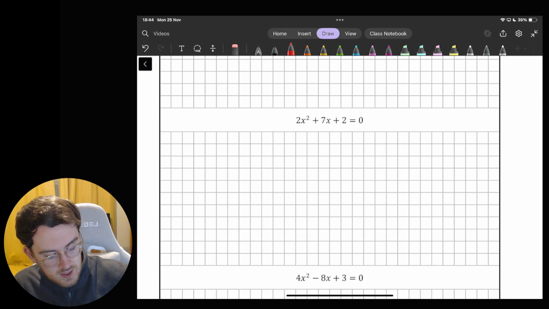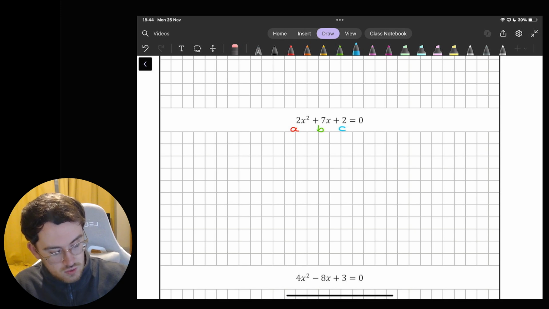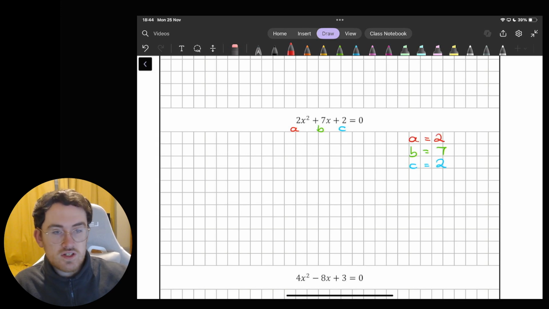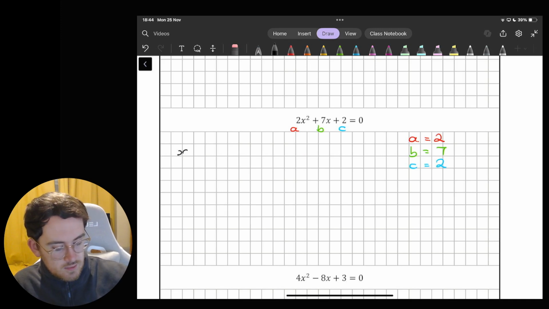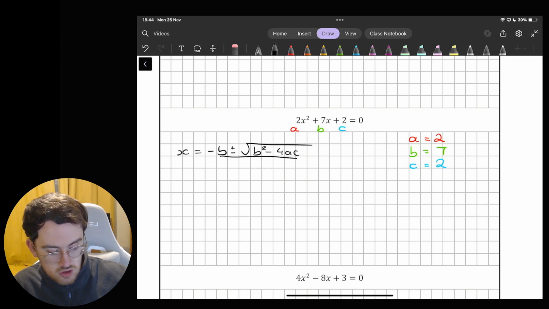So to start off, I'm going to identify each of my letters. I can see a as 2x squared, I can see b as the 7x, and I can see c as 2 there. And I'm going to write out each of those to the side here as well, just to help me keep track of everything. I'm noting my signs here as well, but luckily for us in this case, all the signs happen to be positive. Okay. So identifying my formula next, I'll write out my formula: minus b plus or minus the square root of b squared minus 4ac, over 2a. It's just good practice to write out the formula every single time.